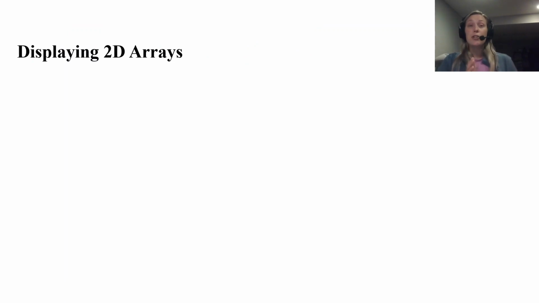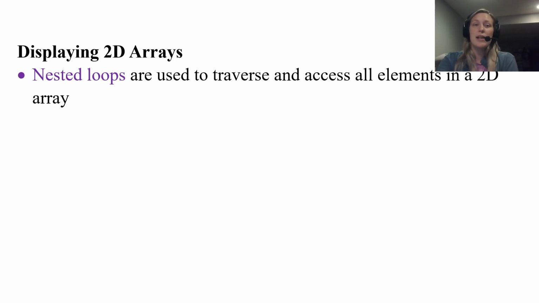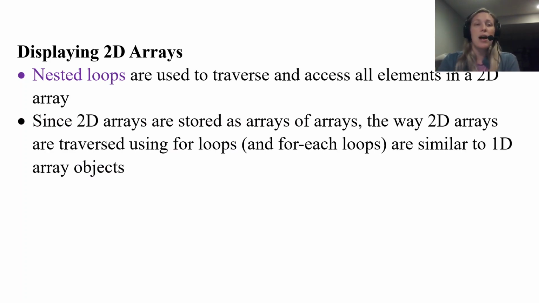So first, one of the main things we use a traversal for is to display, okay, in some fashion. So nested loops are used to traverse and access all of the elements in a 2D array. Since 2D arrays are stored as array of arrays, the way they are traversed is very similar to one-dimensional array objects. So you'll see that we use that for loop to control the indices of the two-dimensional array.